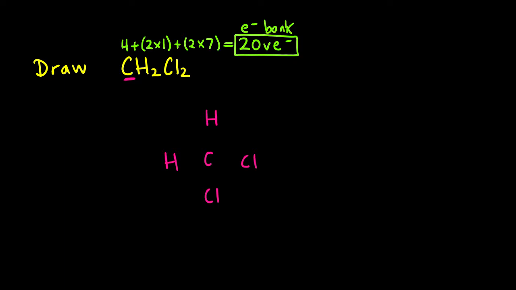Now I've already drawn my naked atoms, which means that I can move on to the step where I simply bond everything once. So I have 20 valence electrons in my electron bank, and I've just used 1, 2, 3, 4, 5, 6, 7, 8. Minus 8 leaves me with 12 valence electrons right now. What do I do with those 12 electrons after I've bonded everything once?